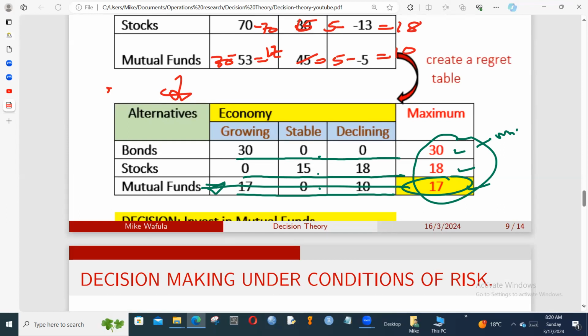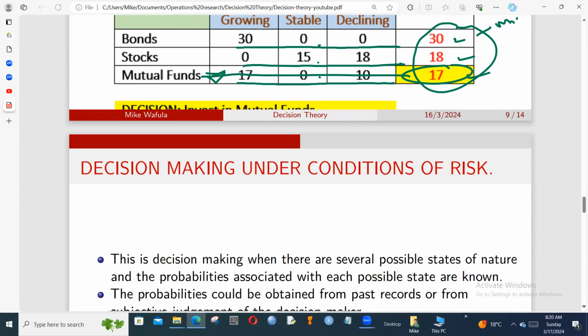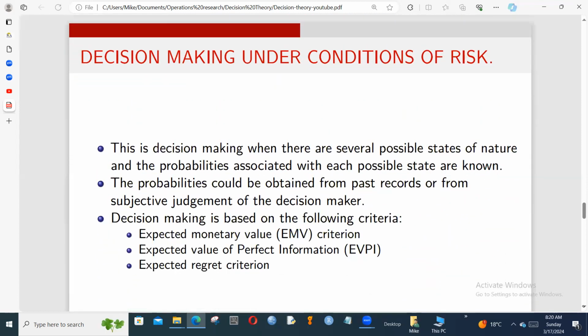And so somebody using the Minimax regret criterion to make a decision on which investment option to choose will invest in mutual funds based on that criterion. So those are the criteria used when you're making decisions under conditions of uncertainty.